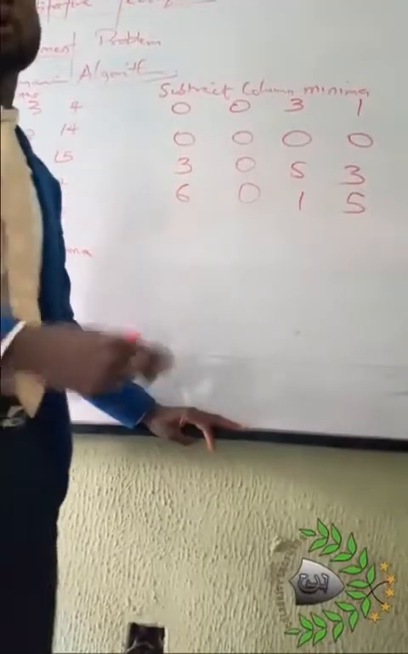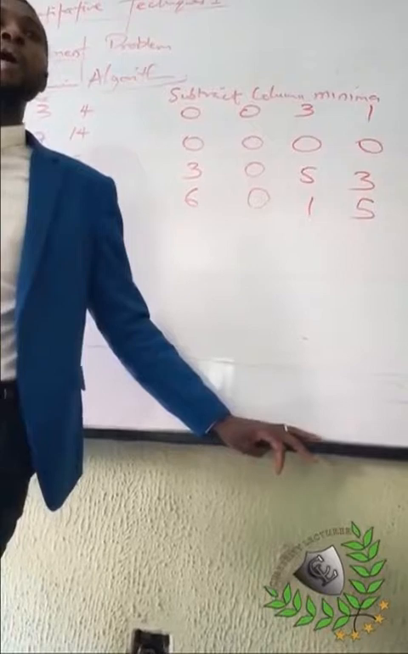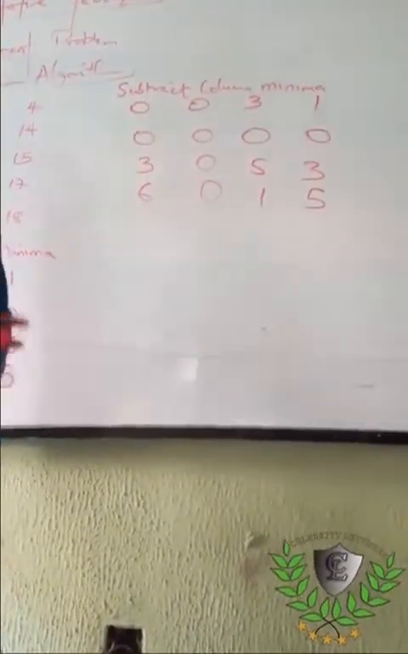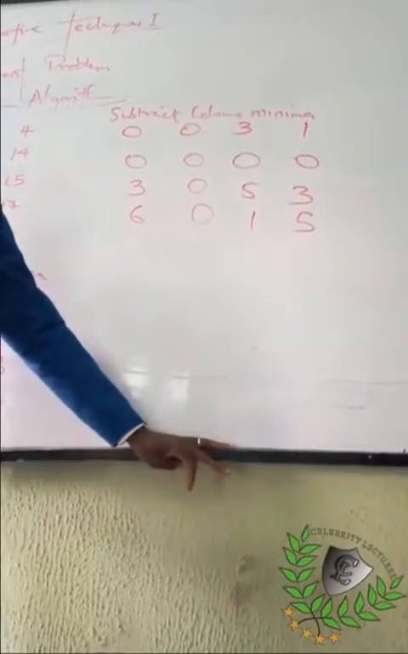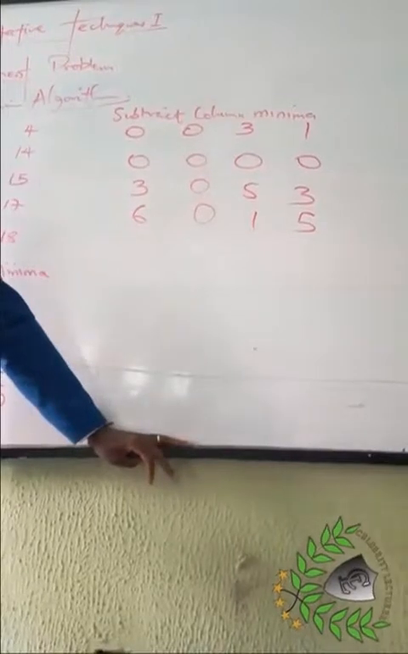So if you look at it, I have a column here that has 4 zeros. I have a row here that has what? 4 zeros. So all I do is I'll cross this and I'll cross this. Then I have another 0 here. I can either cross like this or I cross like this, whichever one is okay. So we now check for optimality.